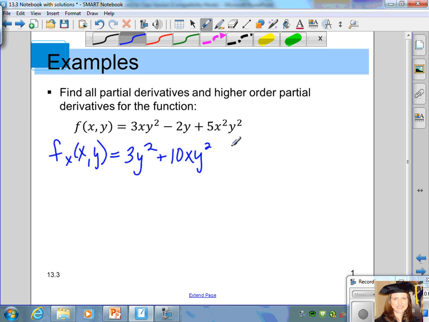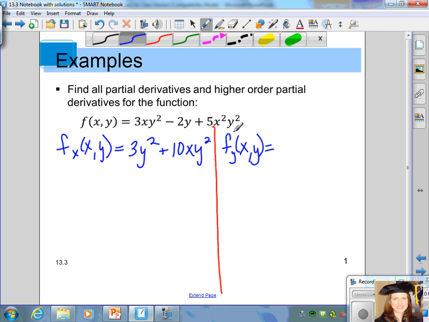Let's go ahead and find the partial derivative of this function with respect to y. You're going to treat y as the variable and treat x as a constant. Go ahead and draw a line in between there. When we take the derivative with respect to y, the derivative of y squared is 2y times this constant out in front. So that is going to be 6xy. The derivative of minus 2y is minus 2, and the derivative of 5x squared y squared is, the derivative of y squared is 2y times this constant, so it's going to be plus 10x squared y.